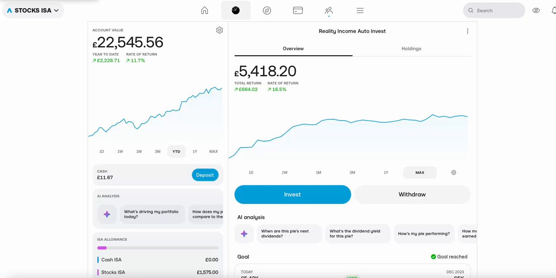Year to date, we're currently up £2,228, 11.7% rate of return. As you see there, a nice blue line keeps on growing, which is exactly what we want to be seeing across the portfolio pretty much. Cash, this is pretty much free cash.